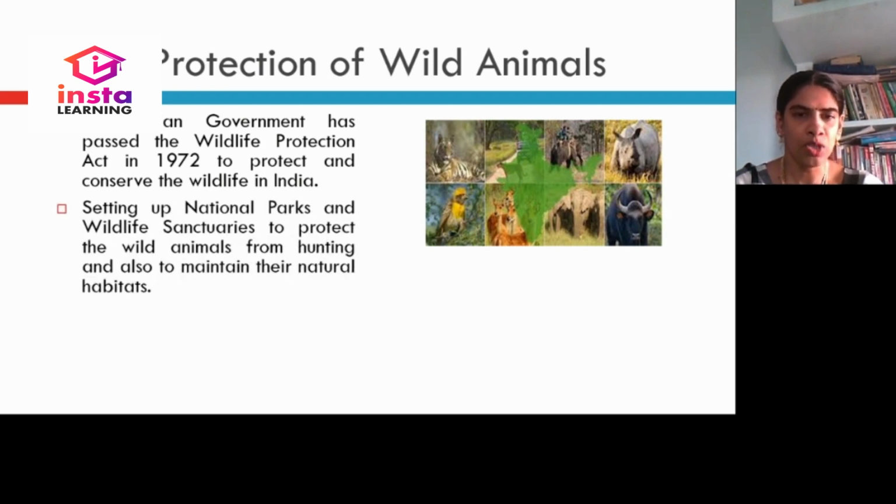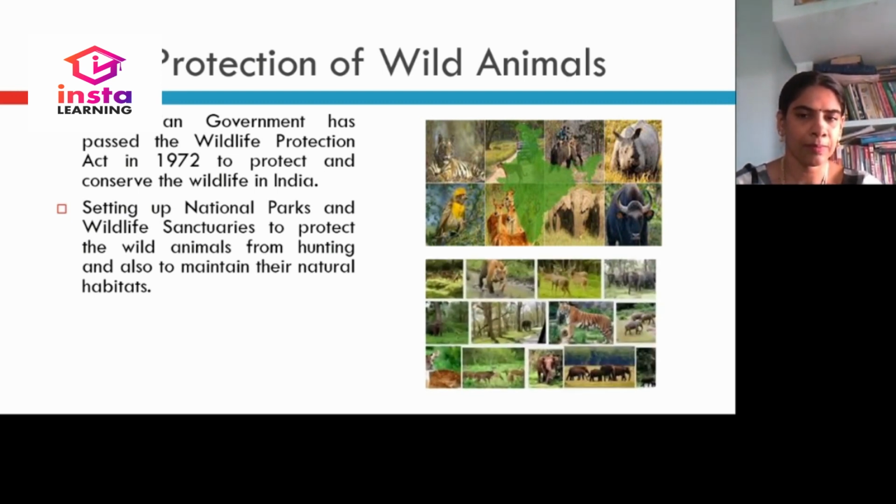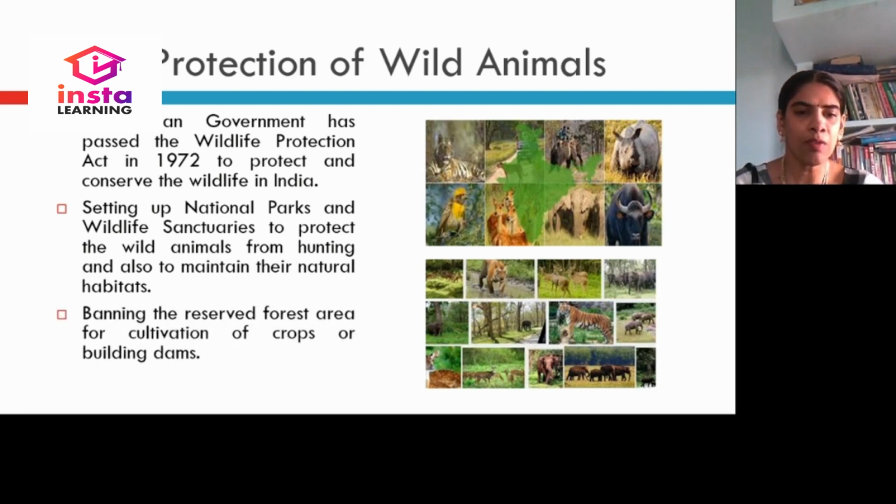They have set up national parks and wildlife sanctuaries to protect the wild animals from being hunted and also to maintain their natural habitats. The reserved forest area should be banned for cultivation of crops or building dams. That is, these national parks and wildlife sanctuaries are not meant for cultivation of crops or building dams.